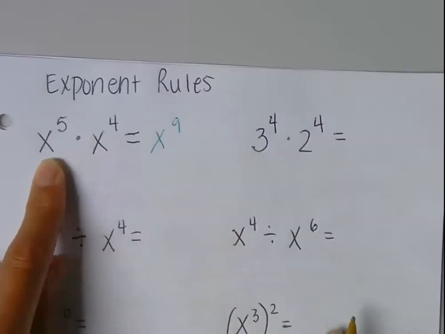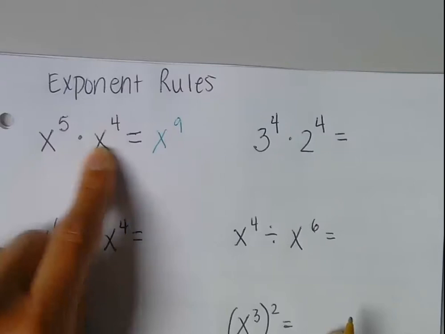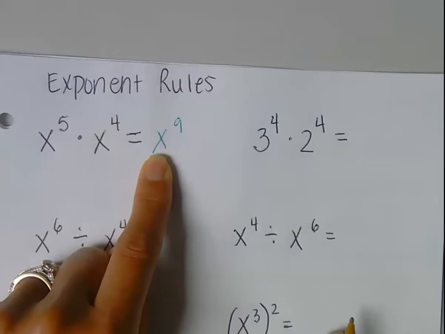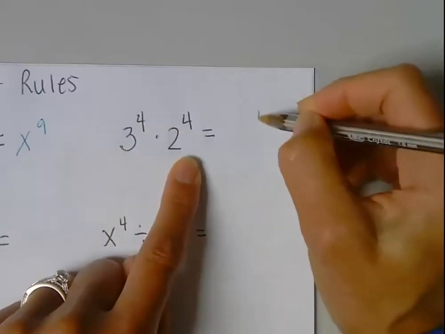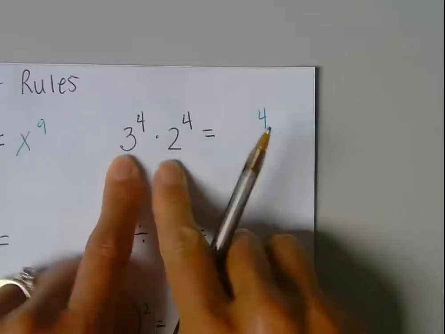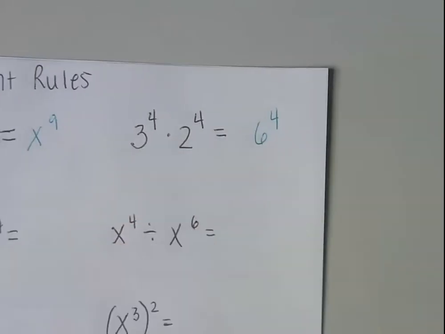And if you think about it, it's like we have 5 x's here, we have 4 x's here, it's a total of 9 x's. For this one, the exponent is staying the same, so we're going to keep the exponent the same, and we multiply our bases. So that's 6 to the 4th.